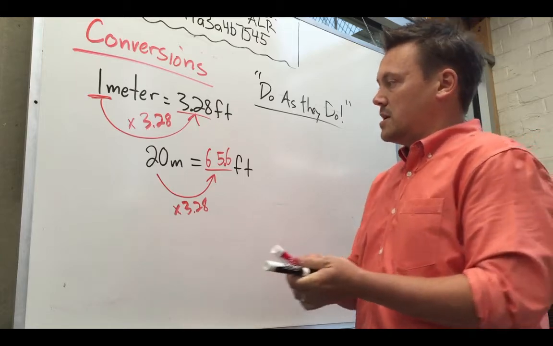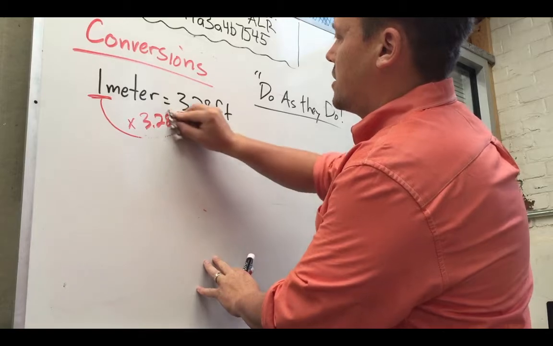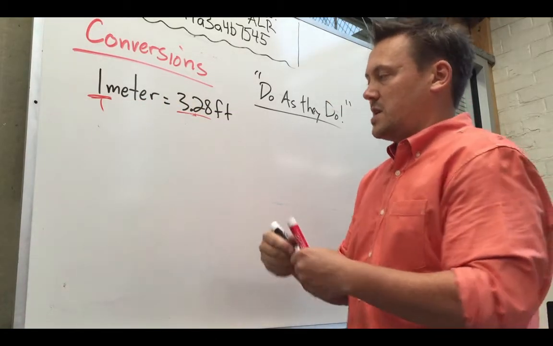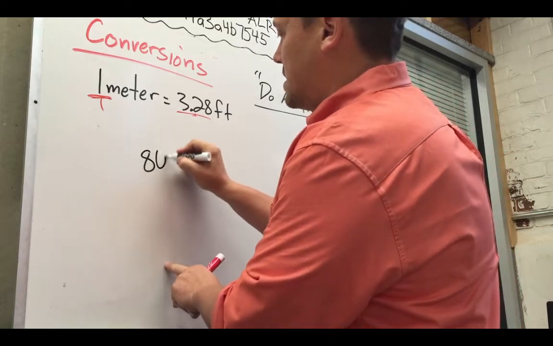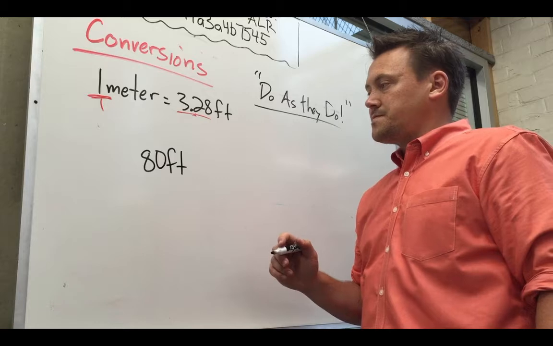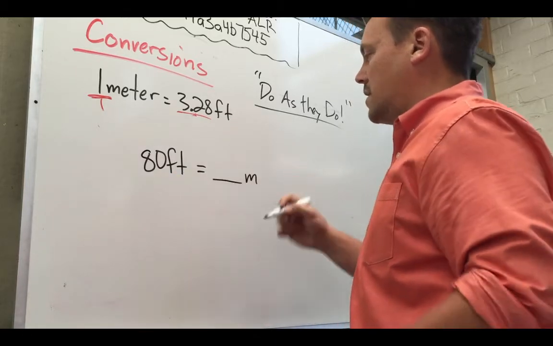The same would be true if I went the other way around. So let's take a moment. Let me erase our example, and let's try going the other way. Let's pretend I had, say, 80 feet, and I wanted to figure out how many meters that was. 80 feet equals some number of meters.